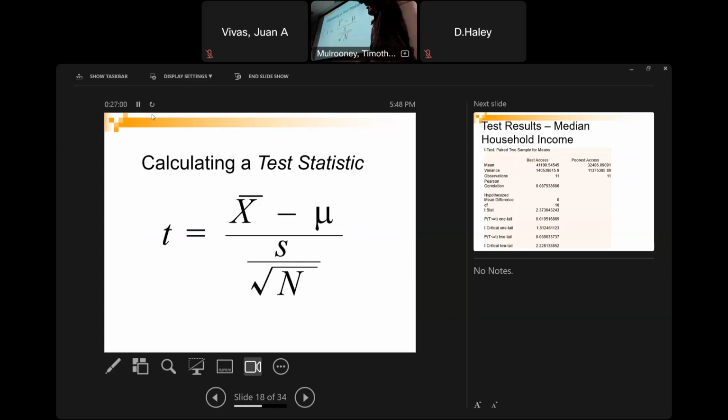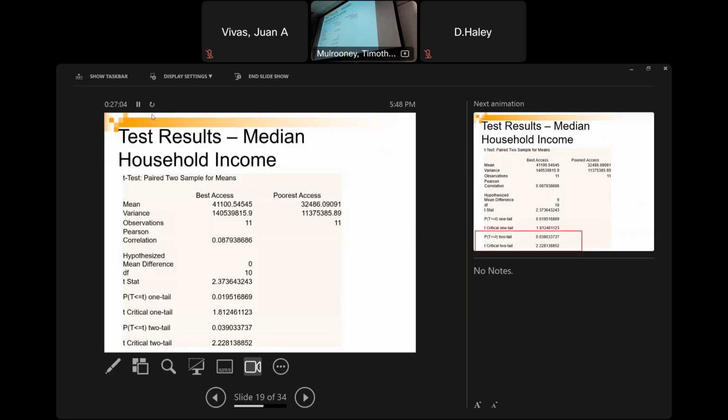We are able to merge tables. We're able to do a lot of other things here. But when we run this in Excel, and hopefully today we'll get to this part, the best access is $41,000, the worst access is $32,000, and I get a p-value of 0.01. Basically, for two-tail, there is a 4% chance that these two things are equal to each other.